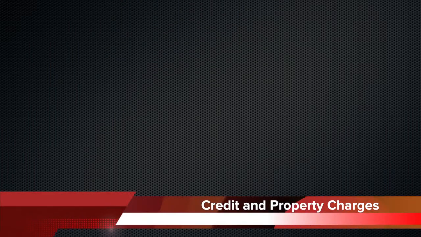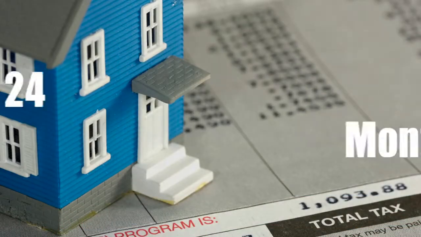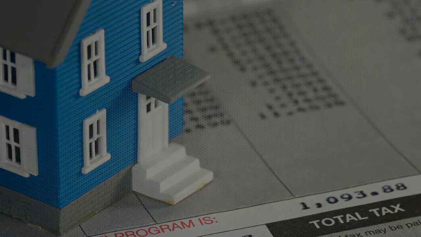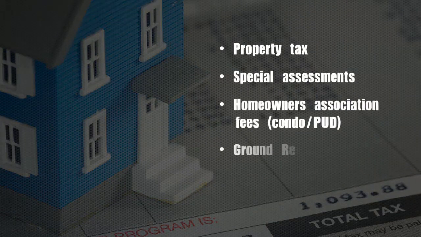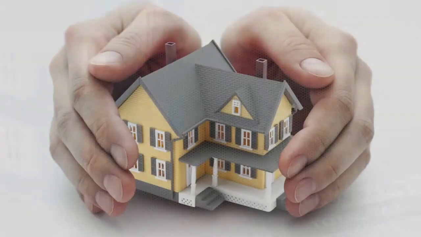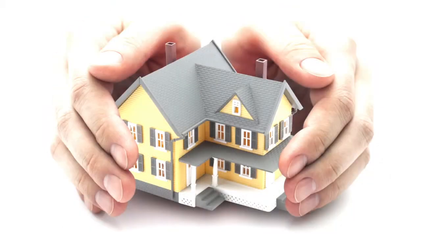Credit and property charges. Lenders must establish a 24-month satisfactory history of all property taxes, showing no arrearage or delinquency. All listed property charges are required to have a 24-month history except for insurance. These include property tax, special assessments, homeowners association fees such as condo or PUD fees, and ground rents. Homeowners and flood insurance require a 12-month history to support no lapse of coverage.